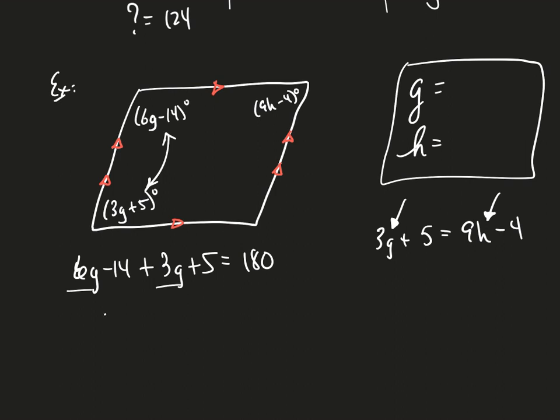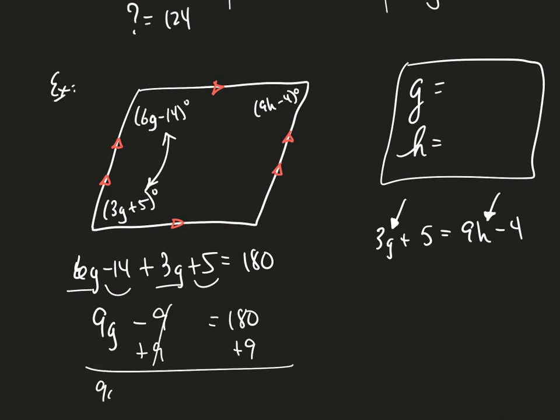6G's plus 3G's is 9G's. Negative 14 plus 5 is negative 9. So I can move negative 9 to the other side by addition, and divide both sides by 9. So G is going to be equal to 21. So one of our missing pieces is G being 21.